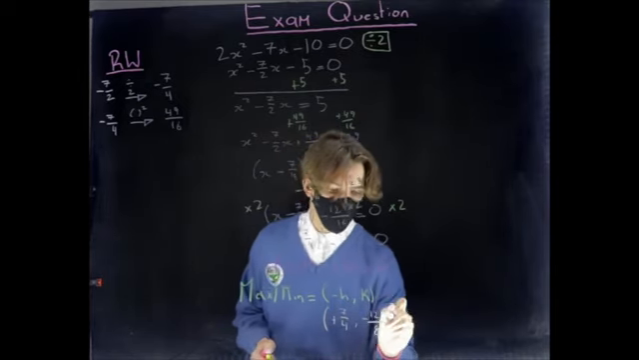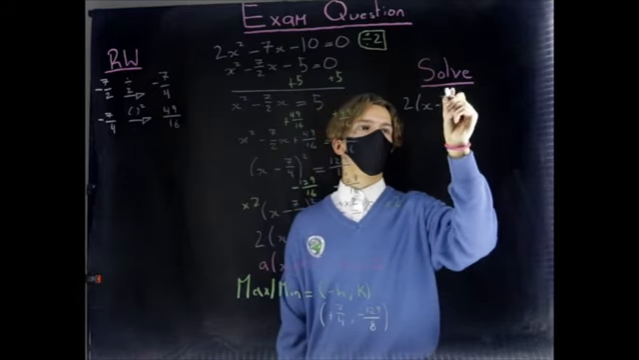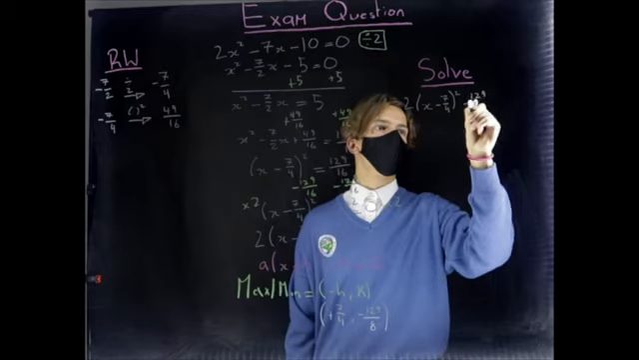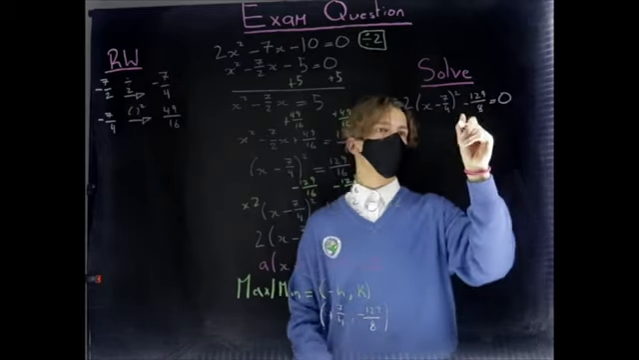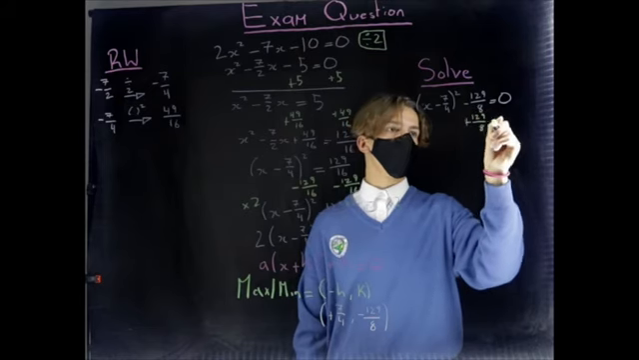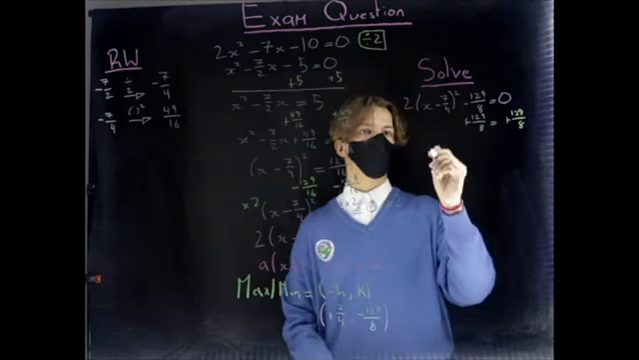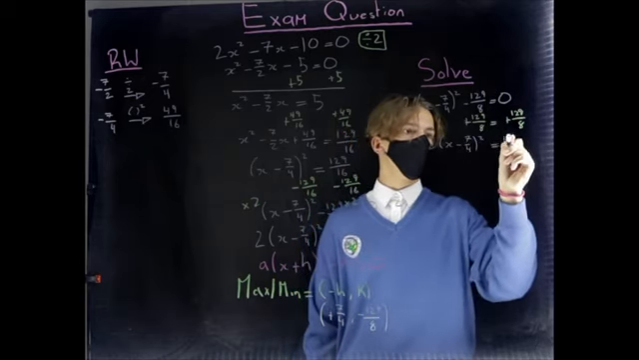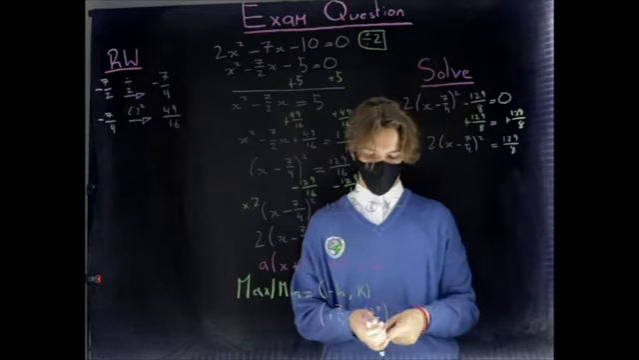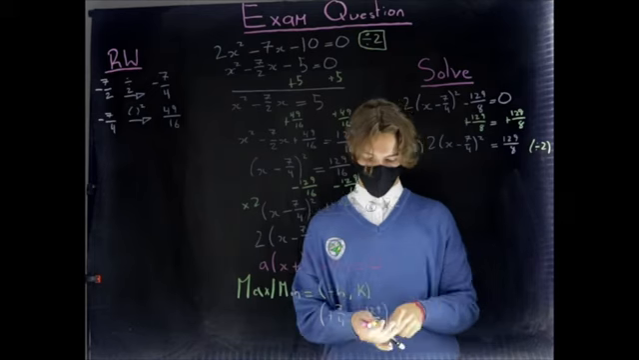Now we have to move on to solving the equation to get the two roots on the graph. Our first step is to move the constant over to the right hand side again. We do this by adding 129/8 to both sides of the equation, leaving us with 2(x - 7/4)² = 129/8. Then we divide by 2 on both sides, leaving us with (x - 7/4)² = 129/16.